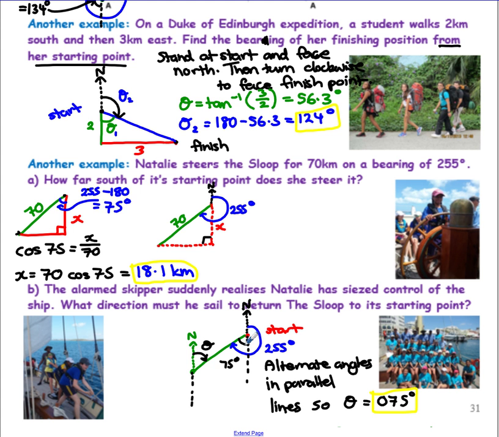And what was that angle equal to again? 75. Yep, 75. So according to alternate angles in parallel lines being the same size, what angle must that one be? 75. And to make a true bearing, we just have to write it with 3 digits. So we write 075 degrees.